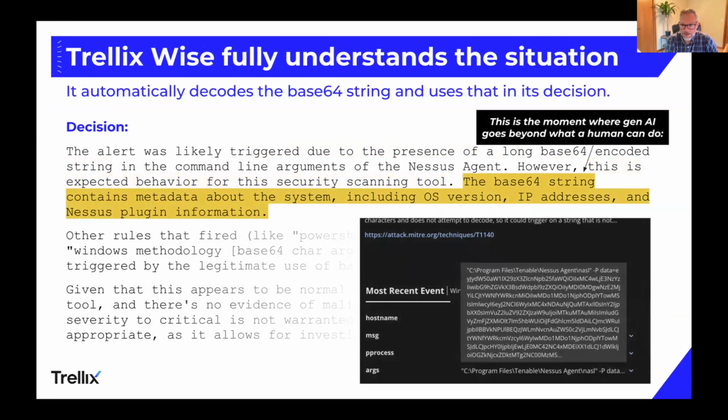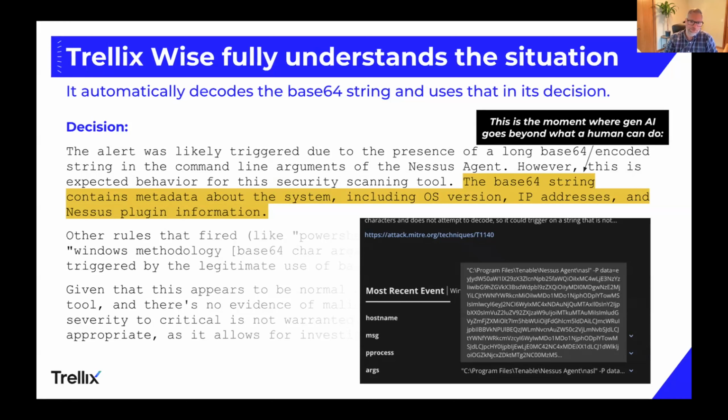And this is where I about fell out of my chair when I saw it do this. This is the moment where it goes beyond what a human can do to the point where I'm willing to say at this point that this stuff is better than a human for at least these specific use cases. Because not only did it know as a base 64 string that that's normal, it decoded automatically the base 64 string to understand there's an OS version, an IP address, and other plugin information in it. That's what it would have looked like to a human, this giant wall of text. You have no idea what's in there.